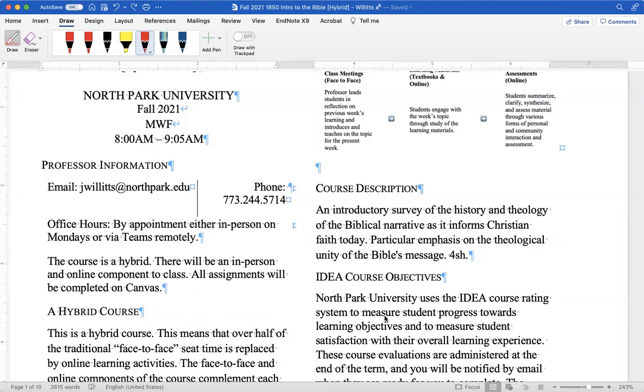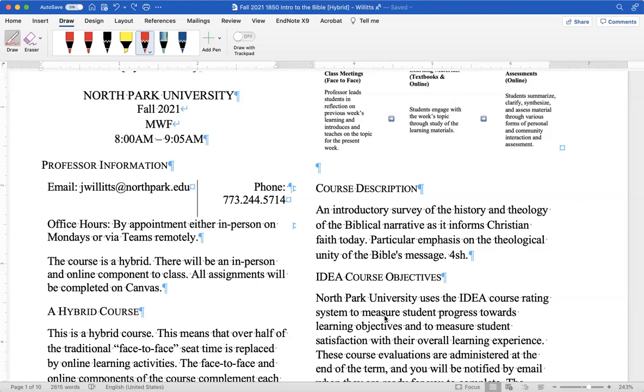You can reach me at my email address, jwillits@northpark.edu, or my campus phone. Because we're a hybrid, the office hours are going to be by appointment. You can make an appointment to either meet me in person on Mondays, the day we have our in-person class meetings, or via Teams remotely. So if you need to meet up for any reason, just contact me via email and we'll set up something.